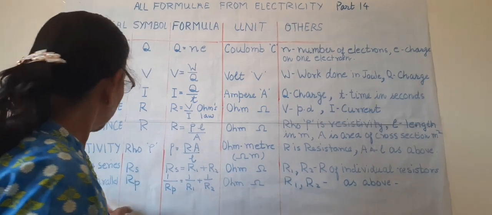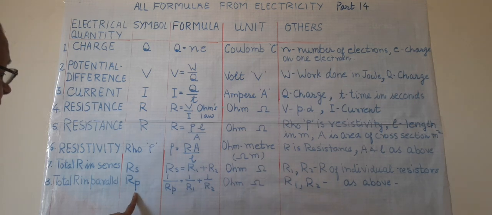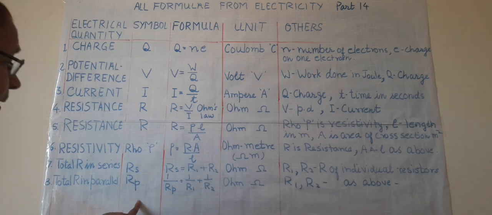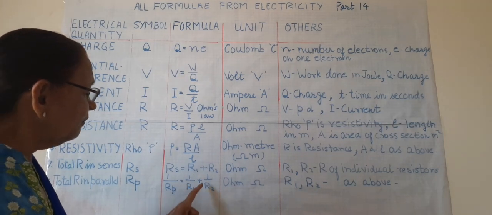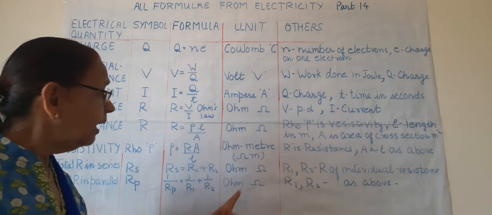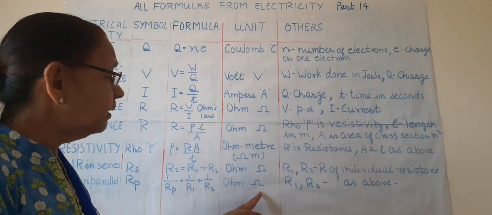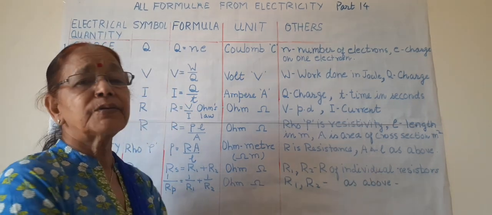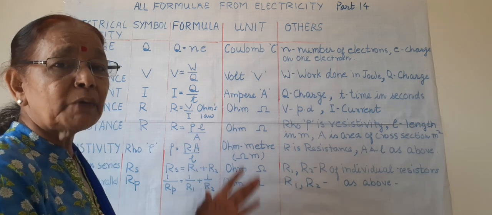The next one is total resistance in parallel connection, the parallel combination. It is denoted by Rp, P is for parallel, the total or effective resistance in parallel combination. So this will be 1 upon Rp is equal to 1 upon R1 plus 1 upon R2 plus 1 upon R3 and so on. Again the unit is ohm, where R1, R2 are the individual resistors which are connected in parallel. So these are some of the formulas.